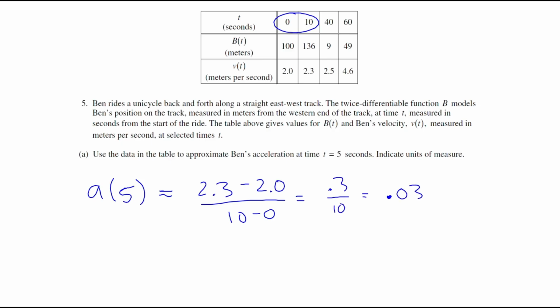It says to indicate units of measure. So we were in meters per second, but we are essentially taking a derivative with respect to time again. So it's going to be not meters per second, but meters per second squared. And they'll give you 1 point there for the correct answer with the appropriate units in part A.